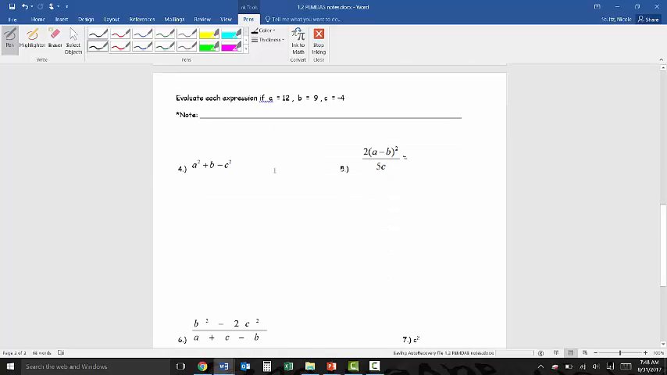So now what we're going to do, we're going to do some PEMDAS problems, but this time you're going to do some substitution for me. So please make a note to use parentheses around substituted values.